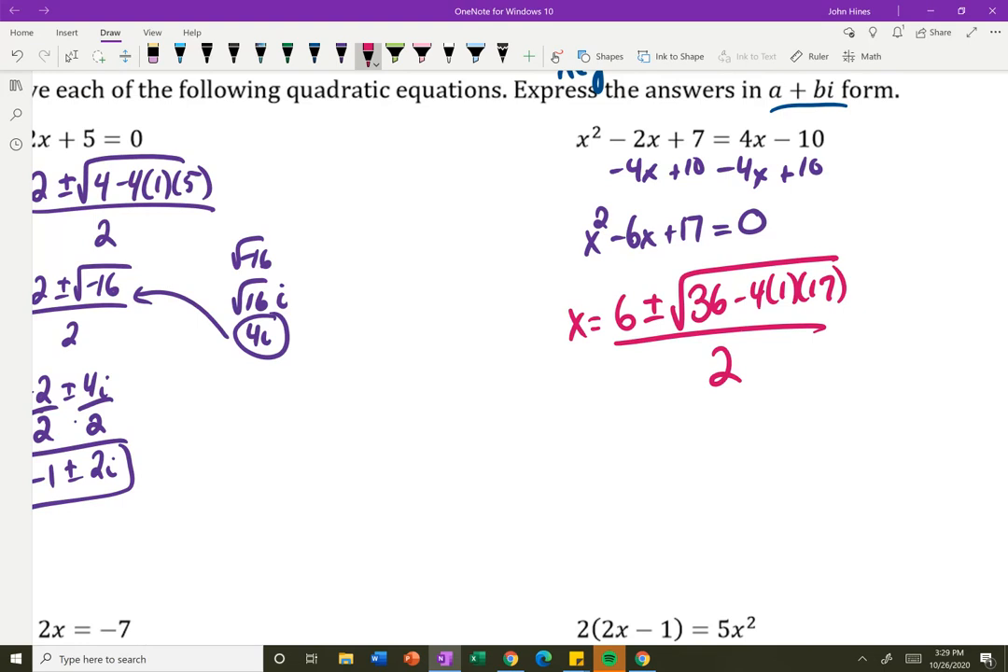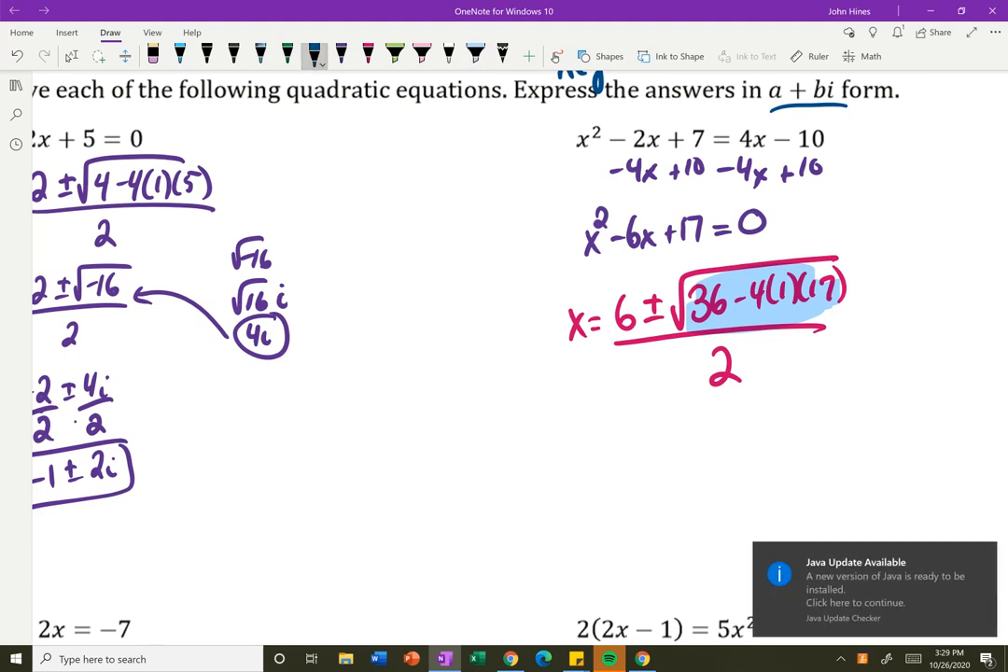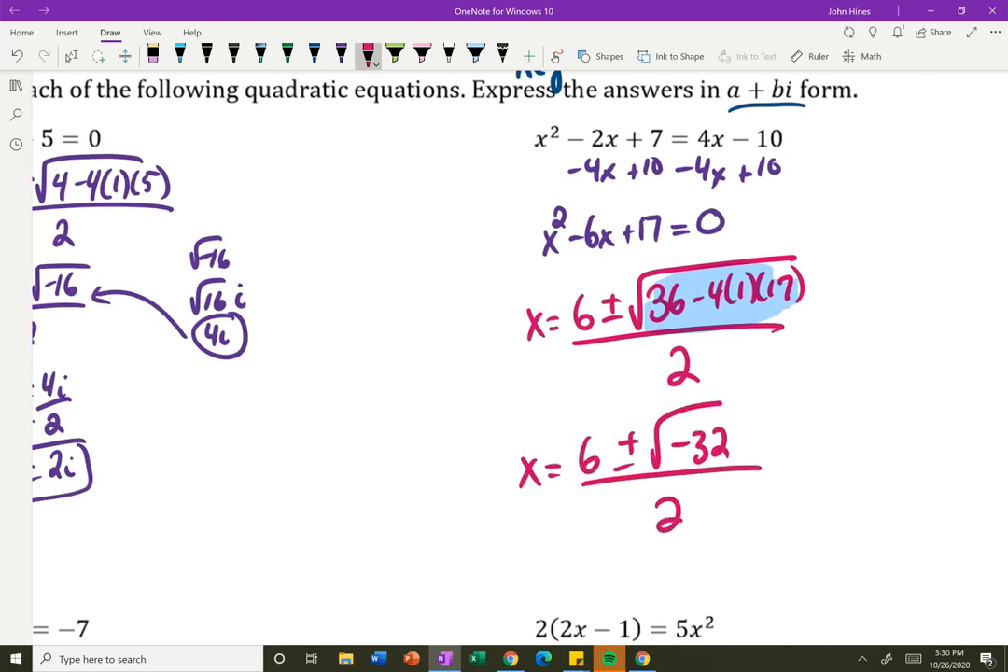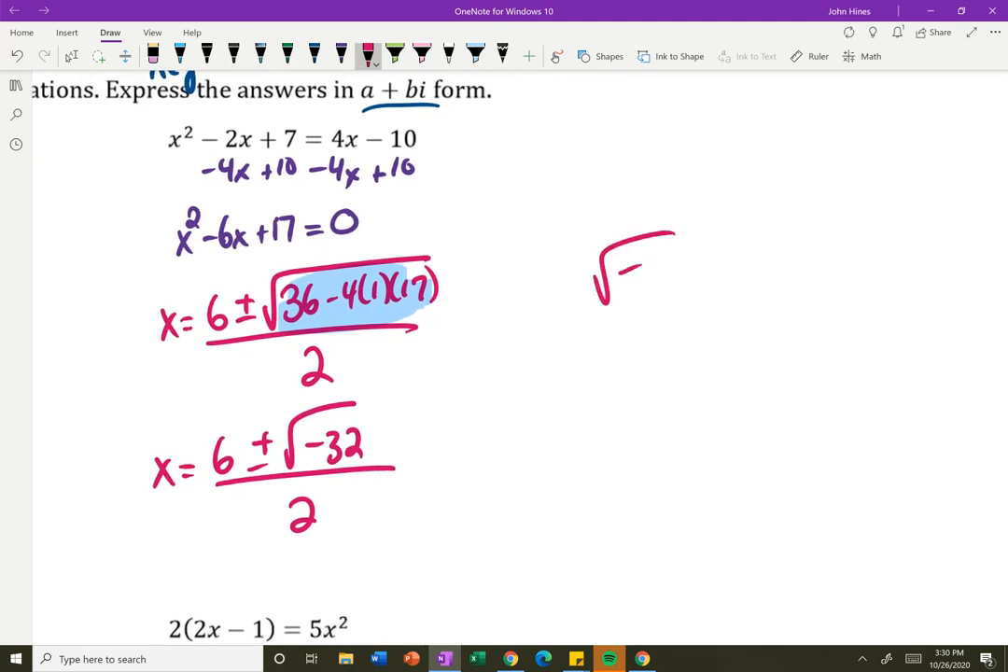So again, sorry I don't have my calculator pulled up, but I'm going to type in my discriminant. I'm going to type in what's under the radical, 36 minus 4 times 1 times 17, and I get -32 as my discriminant. X equals 6 plus or minus the square root of -32 all over 2. So I know I have complex numbered solutions because I have that negative in my radical.